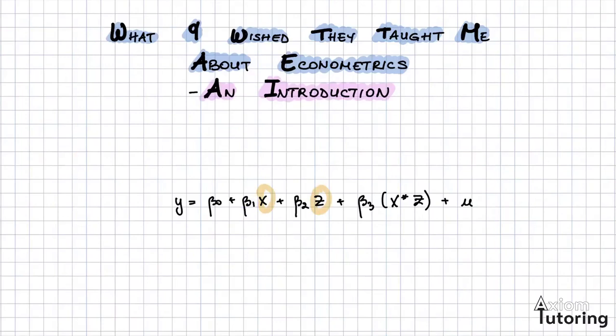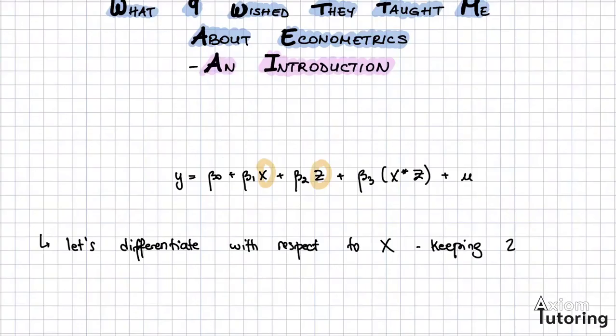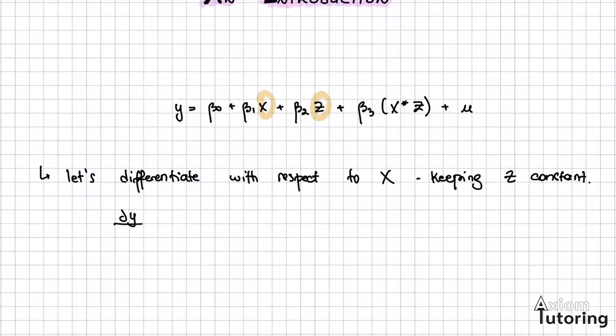Well, to find the effect of x on y, the most straightforward idea that we have seen so far is, we differentiate with respect to x, treating z as a constant. So let's differentiate with respect to x, keeping z constant. In this case, we're going to have delta y divided by delta x, so the derivative, and it's beta 1 plus beta 3z. Okay?